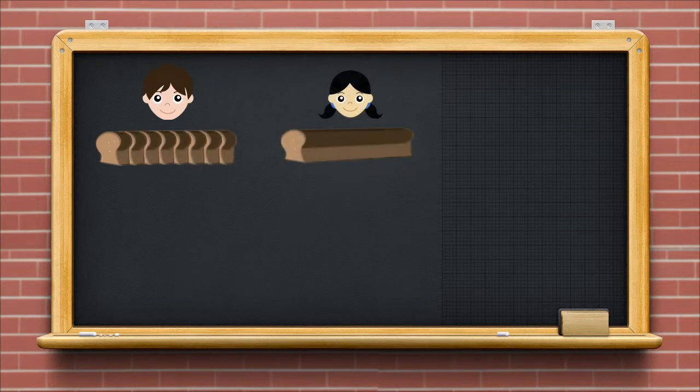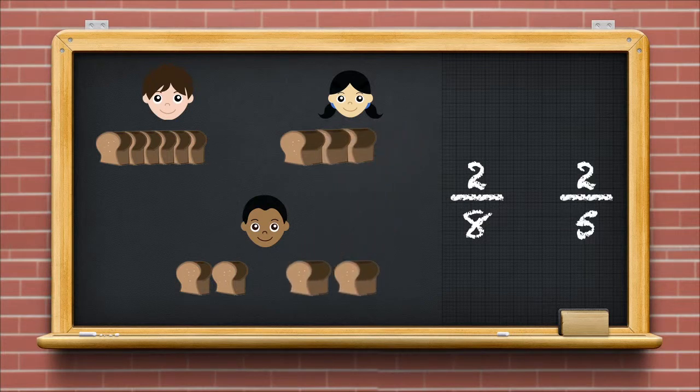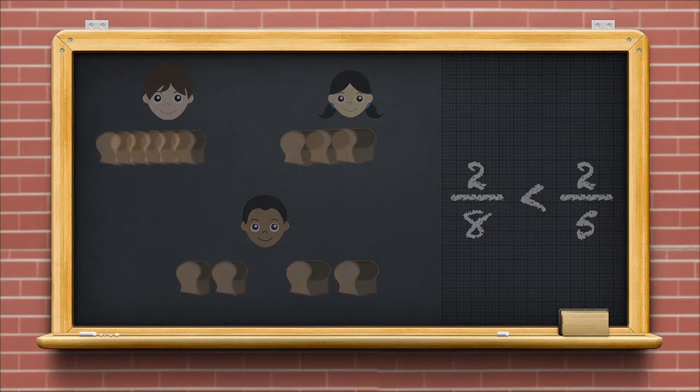Raju cuts a cake into 8 pieces and offers John 2 pieces. Amina cuts a similar cake into 5 pieces and offers John 2 pieces as well. John gets 2 pieces from each of them. But who has given him a larger portion of the cake? Raju or Amina? Which portion is bigger, 2 upon 8 or 2 upon 5? It can be observed that 2 upon 5, the portion given by Amina, is greater than 2 upon 8, the portion given by Raju.